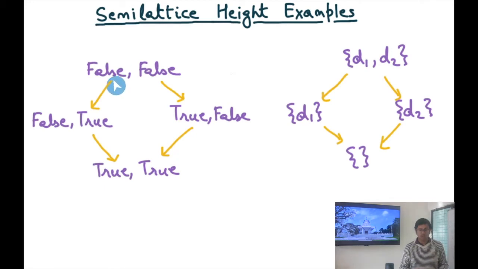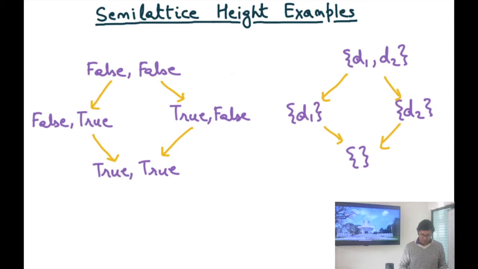Then I use my ordering relation that x1, comma, y1 is less than or equal to x2, comma, y2 if and only if x1 is less than or equal to x2 and y1 is less than or equal to y2. If I use that definition of product, then I get this product semilattice for the semilattice that we discussed in the previous slide. And what is the height of this semilattice? The height of this semilattice is actually 3: 1, 2, and 3.